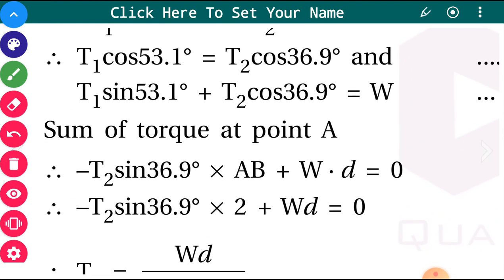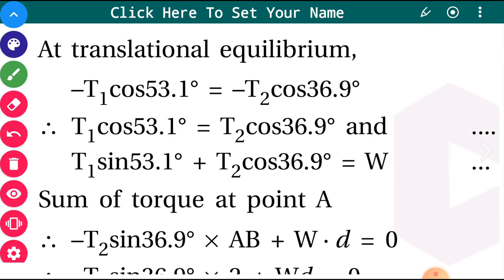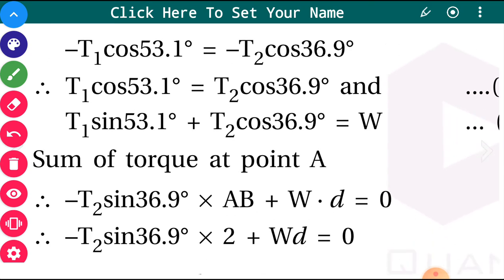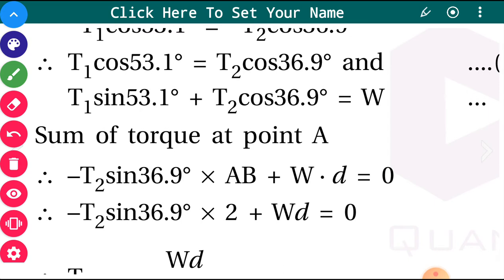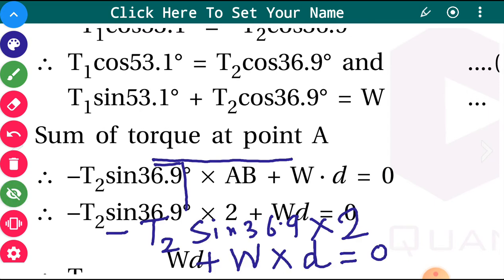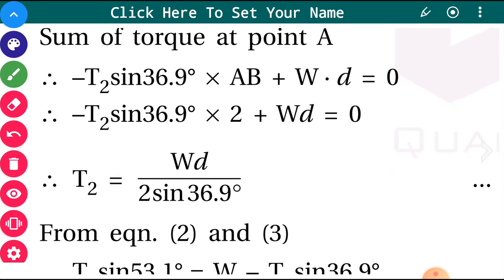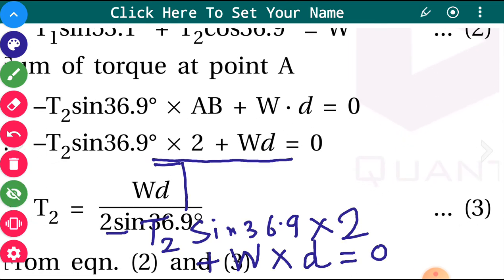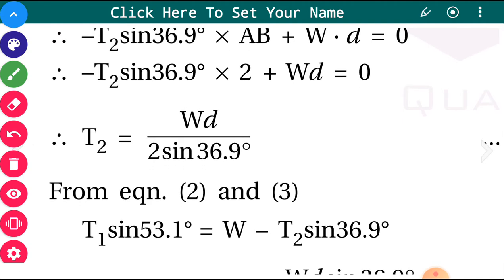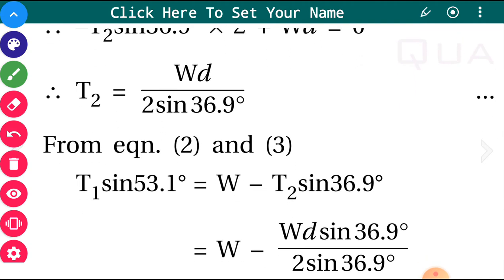See, it is T2 sin 36.9 into AB, that is 2, plus W into d, that is equal to 0, what I have written. So one is positive, the other one is negative. So that is very clear, W into d is taken as positive. Now make T2 the subject of the formula, you can get T2 equals Wd upon 2 sin 36.9.